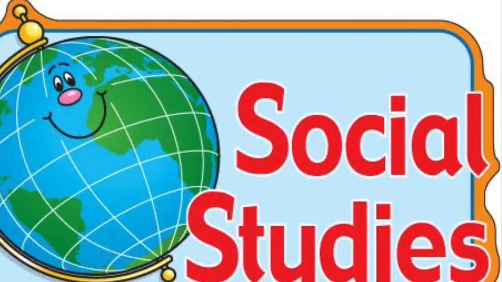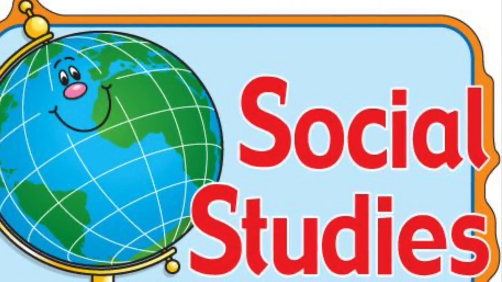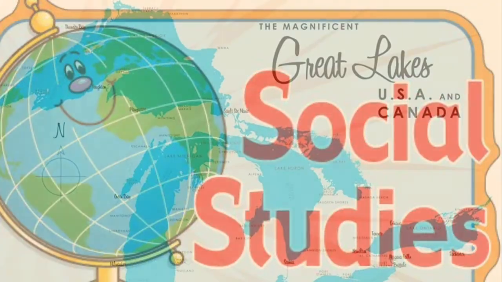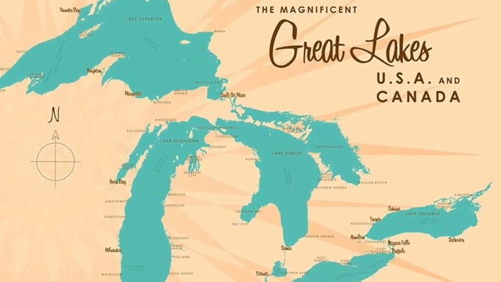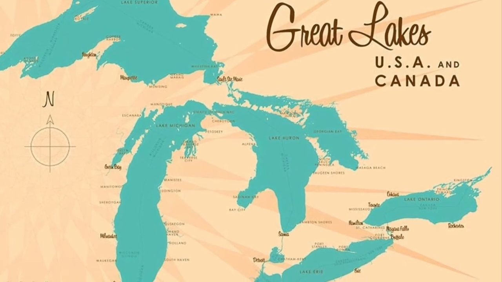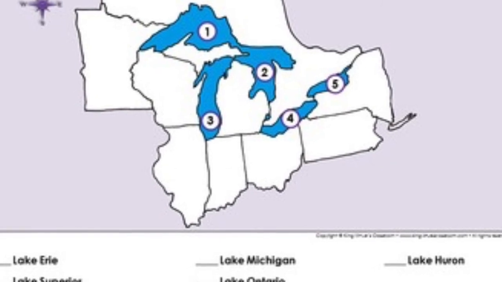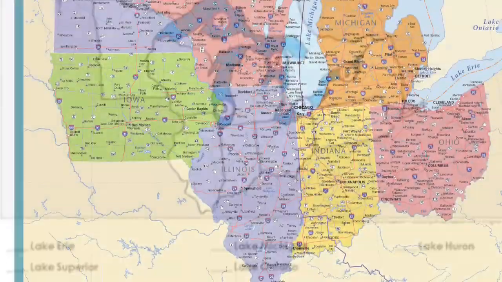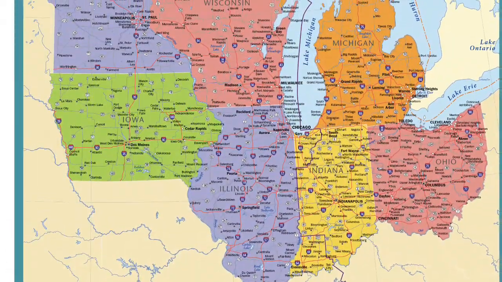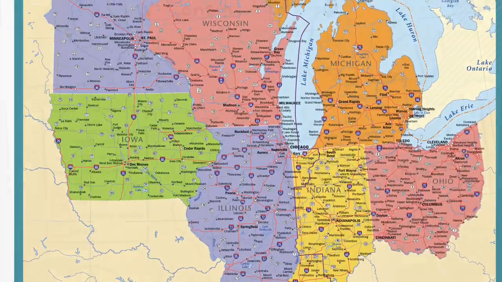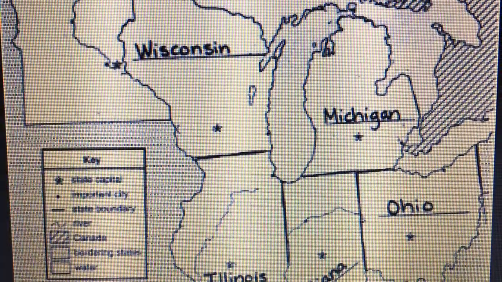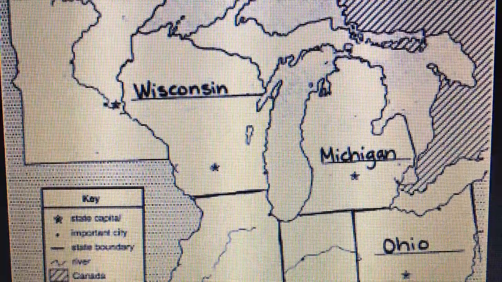Today is Wednesday, May 6, 2020, and we are going into our social studies lesson. Today is the quiz, so we're going to do a little review. All right, we have the Great Lakes region with all of the states. These are the specific states in the Great Lakes region. We talked about them at length earlier in the lessons. So let's look here at the different states that are in the Great Lakes region.